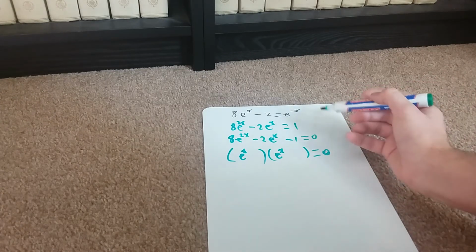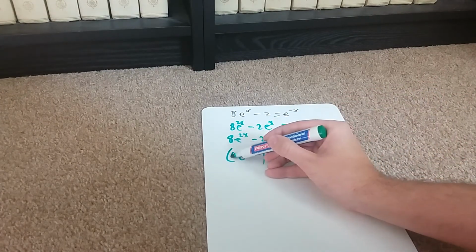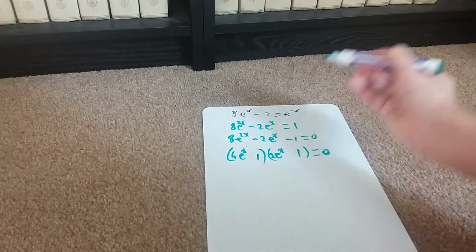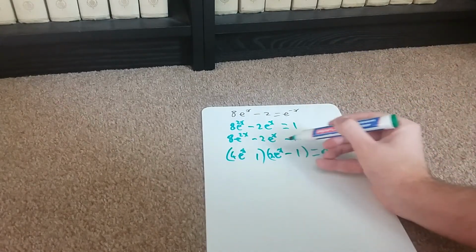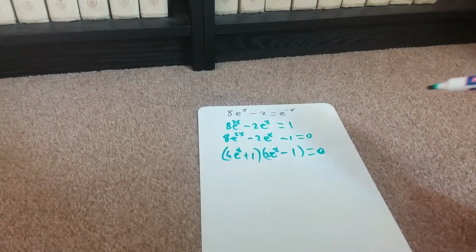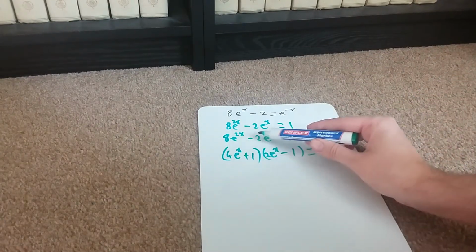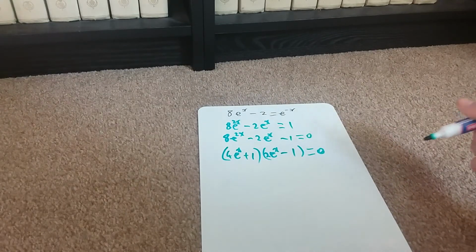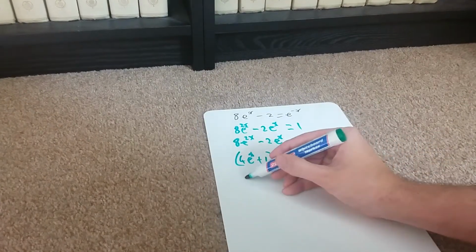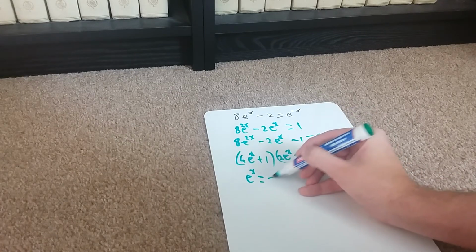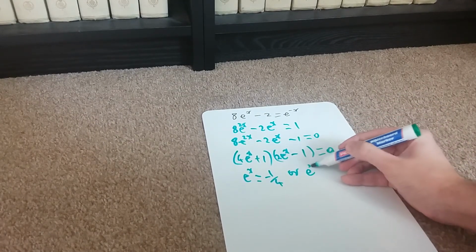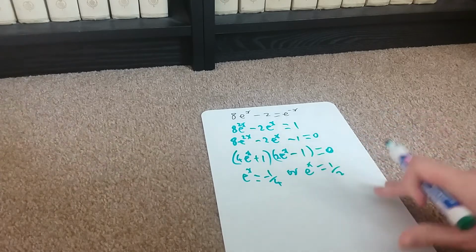Let's try a 4 and a 2. It's going to be 1 and 1, and let's try and get our signs right. Negative, positive. So that multiplied by that gives us minus 4 lots, plus another 2 lots gives us the minus 2 in the middle. We're good. So either e to the x equals a negative a quarter, or e to the x equals a half.